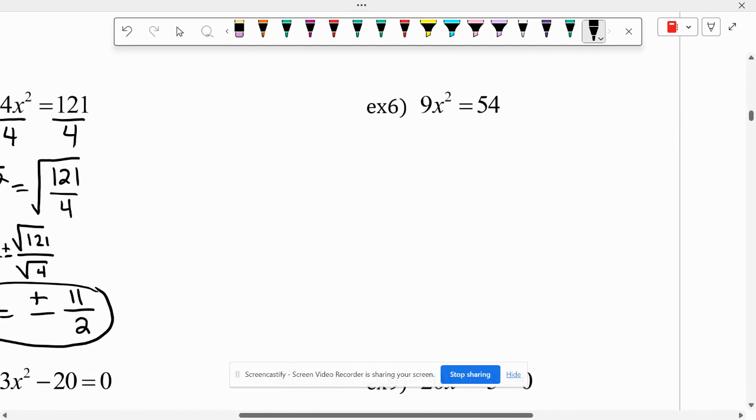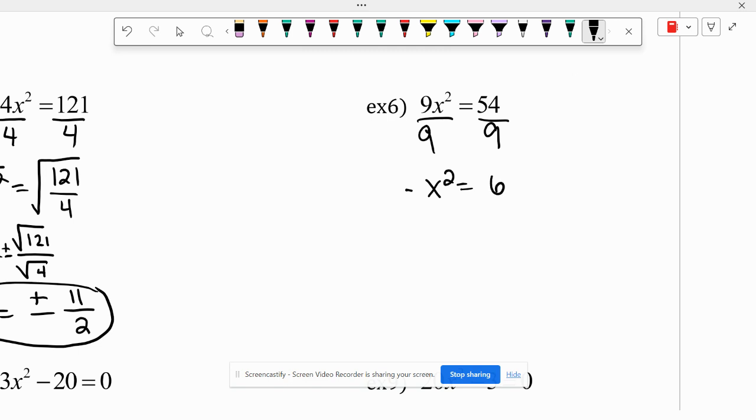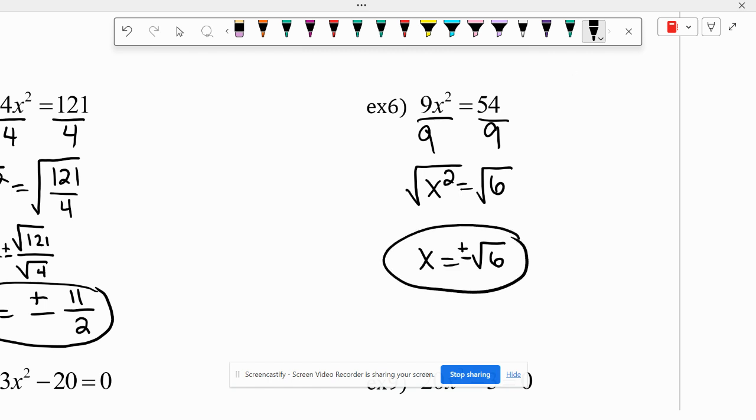Example number 6. What should we do? Both sides. That says 9 times x squared. Divide by 9. The undo of multiply is divide. So x squared equals 6. Take the square root of both sides. X equals positive square root of 6 and negative square root of 6. Yeah, there are no perfect squares that live inside of 6, correct?